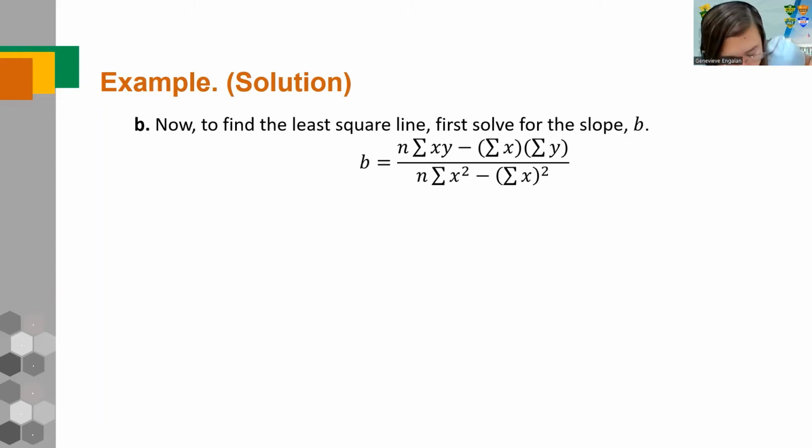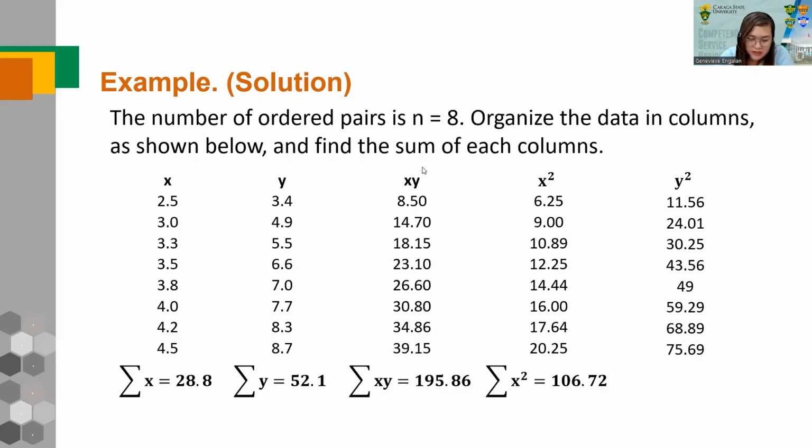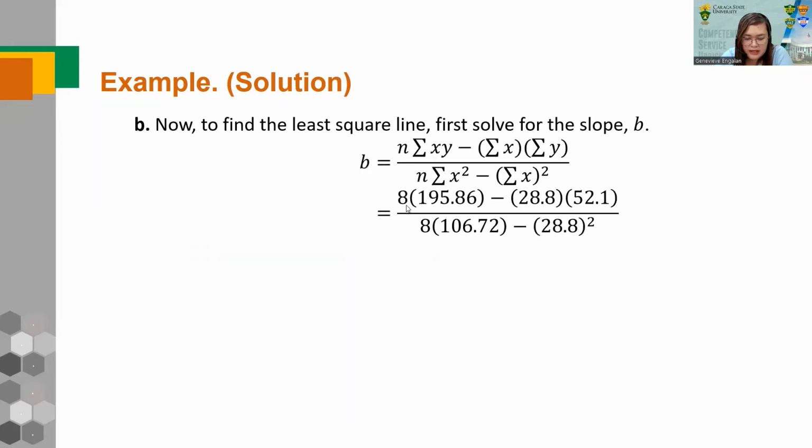So, gikan sa atong table, atong i-substitute ang mga values diri. Summation sa X, summation sa Y, summation sa X times Y, summation sa X squared. So, substitute na ni sa atong formula. You have 8 times 195.86 minus 28.8 times 52.1 over 8 times 106.72 minus 28.8 quantity squared. Okay, so ang answer is 2.73.